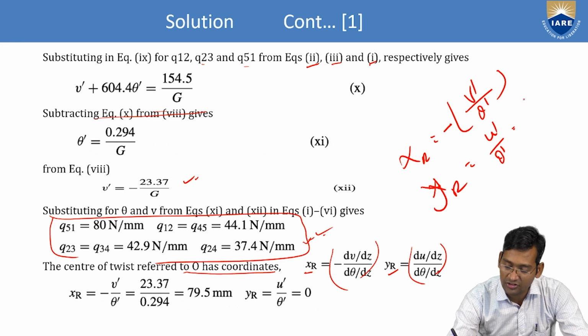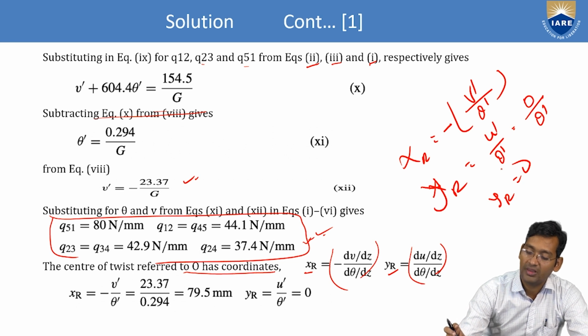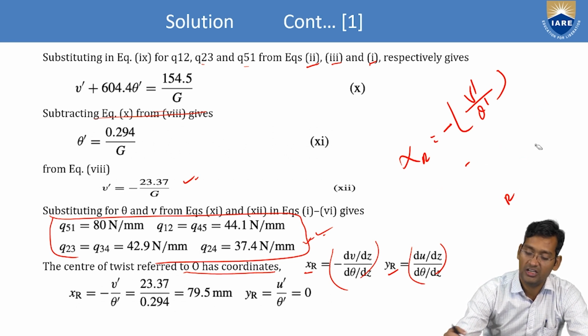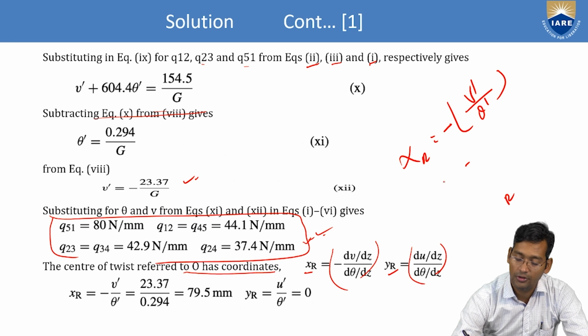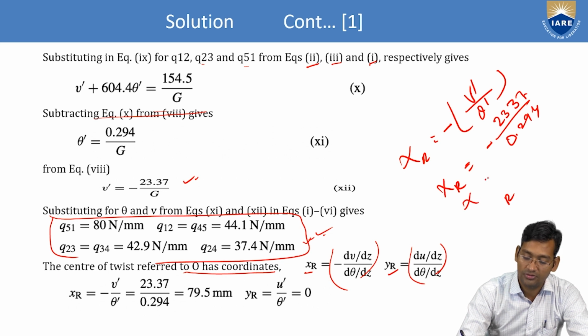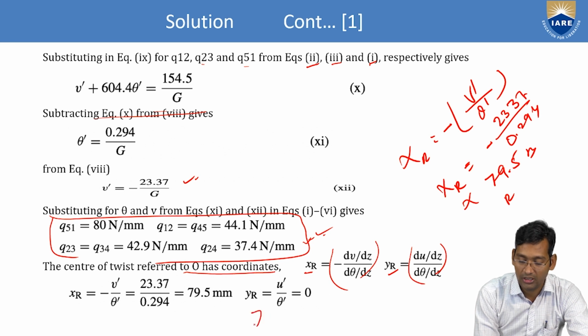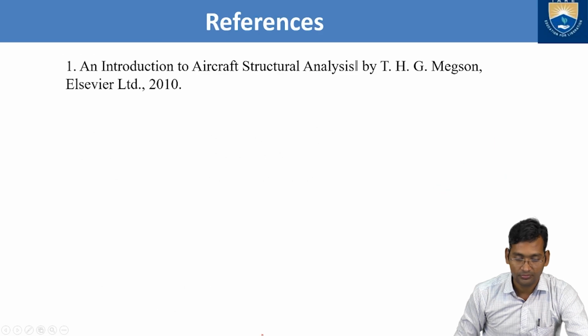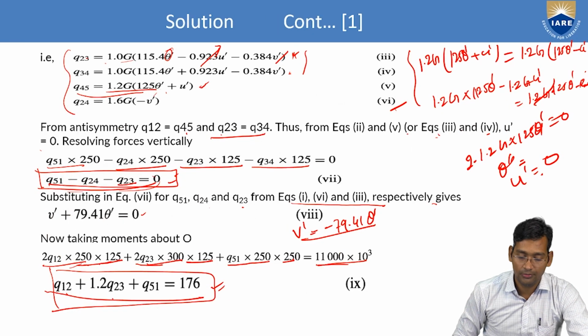So in this case what happened? U dash is 0, so 0 by theta dash means YR will be 0 and XR will be what? Just now we got the V dash and theta dash values. So XR will be equal to minus V dash, that is 23.37, divided by 0.294. So XR will be what? 79.5 mm. So the coordinate of this will be 79.5 comma 0. Okay. So this will be the solution.